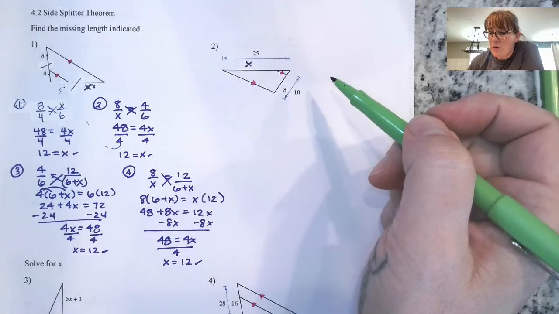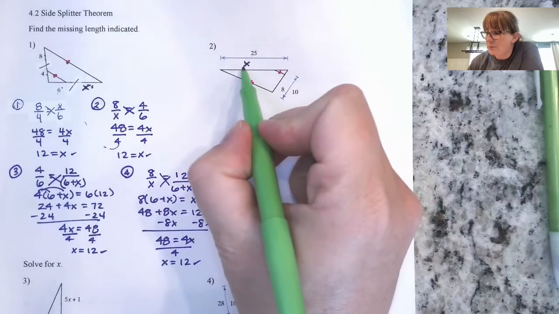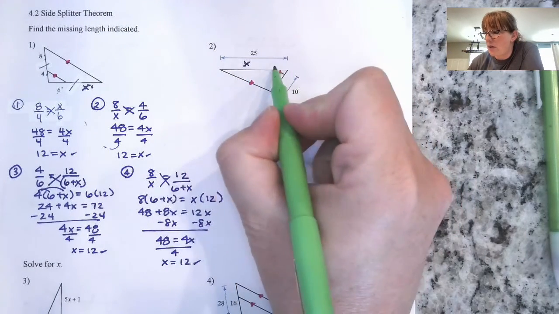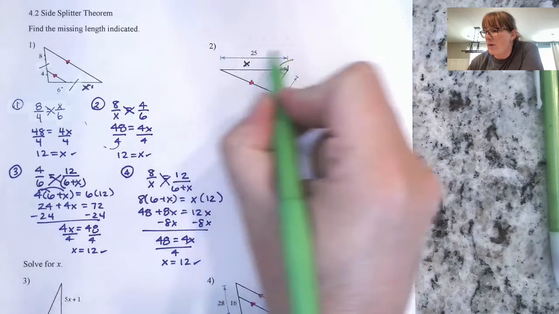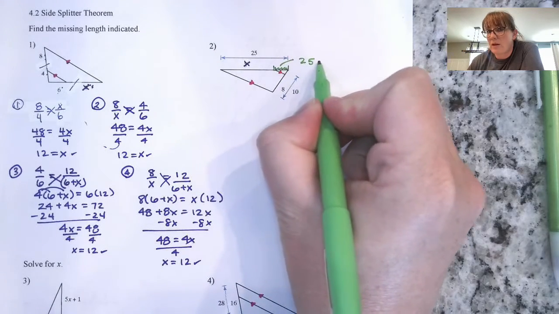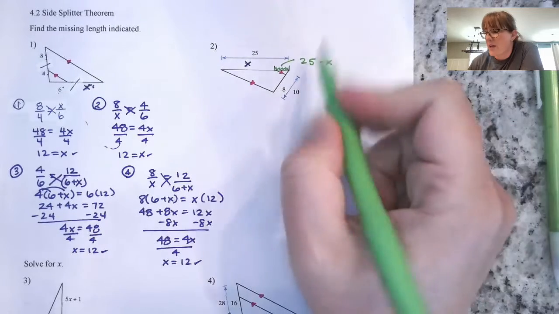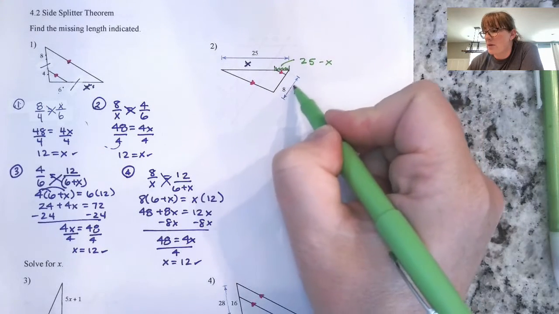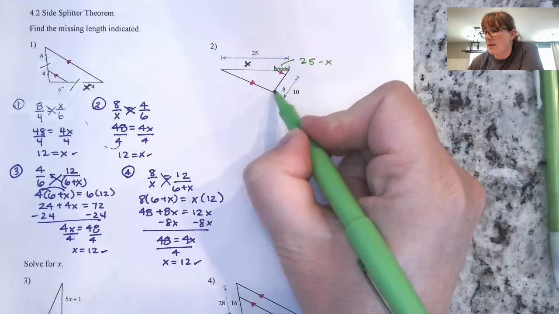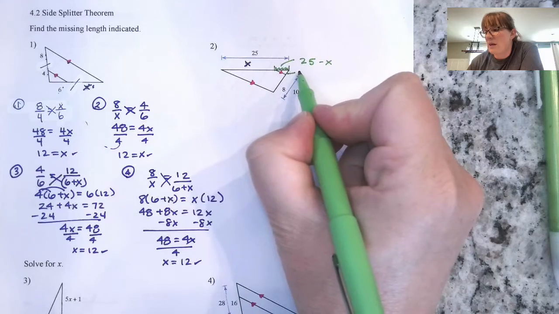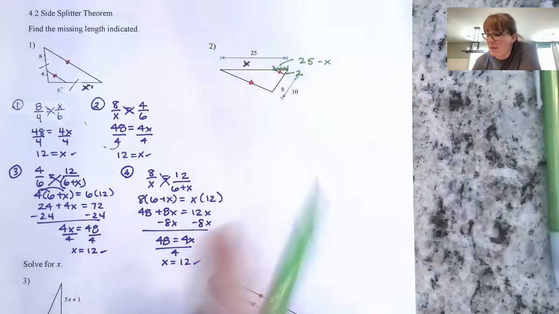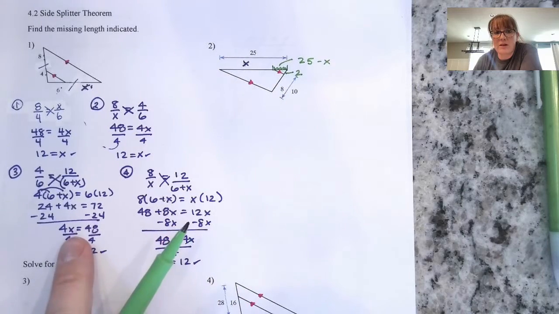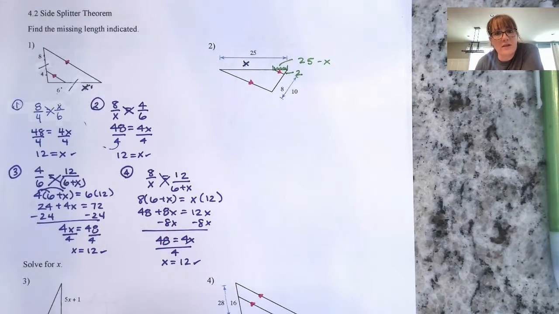For example, this way we could do x over, we don't know what this little side length is, but we could figure it out. The whole thing is 25, so that little piece is going to be 25 minus x. This whole thing is 10, this little guy is 8, so then this is going to be 10 minus 8, which is 2. But this is a binomial, and that's kind of like what we worked with down here and down here, so we might not want to use that piece.